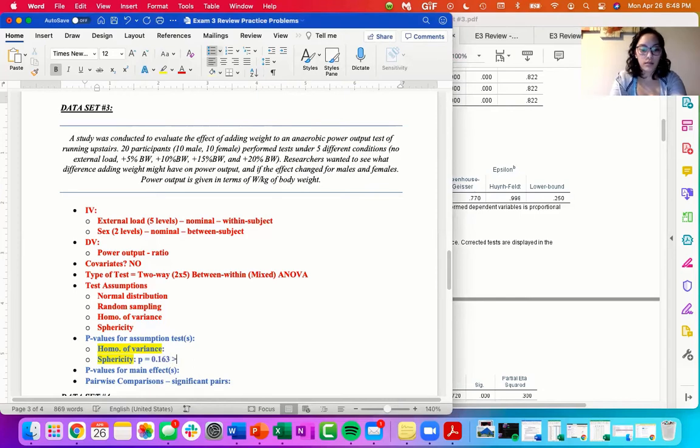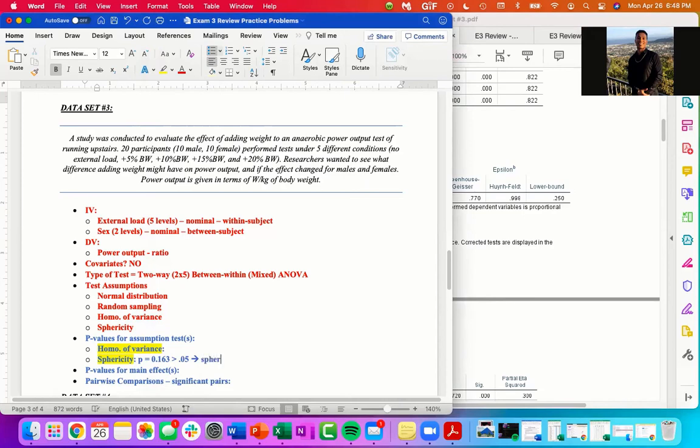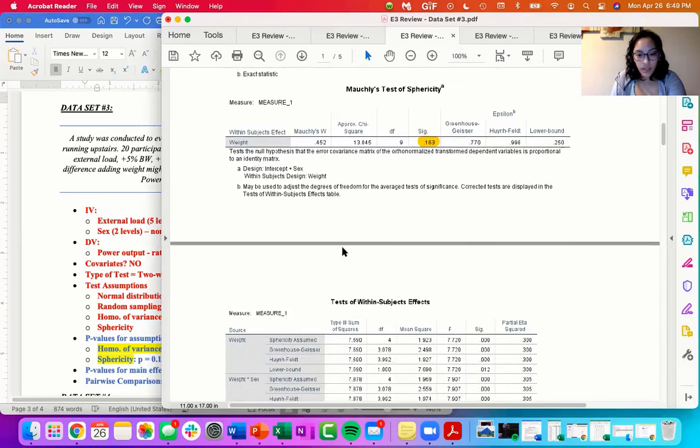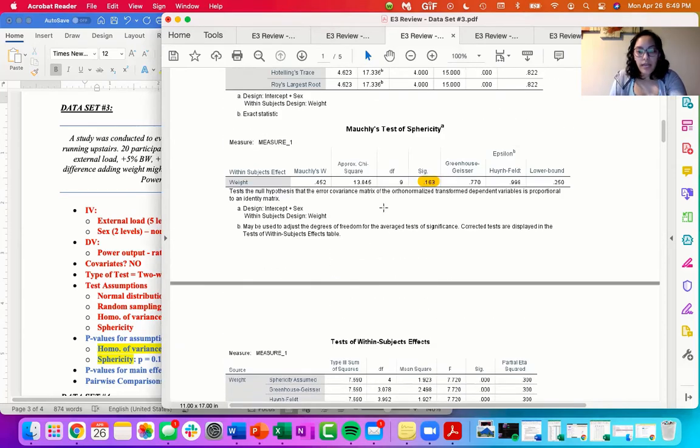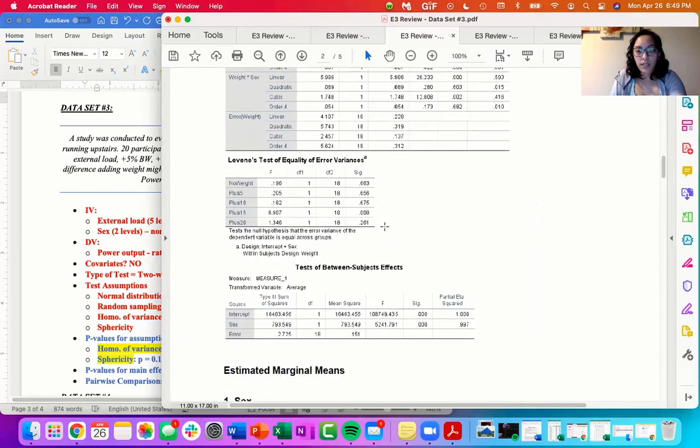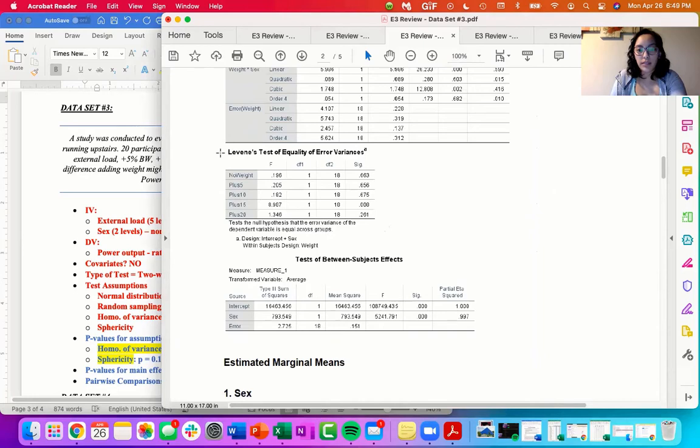And that's greater than 0.05. So what does that mean? Sphericity assumed. Booyah. Okay. And we can go on living our lives. All right, so I'm going to skip over the test of within subject effects. That's more or less what you guys would want to do. That way we can look at Levene's test to see if we met the assumption there.